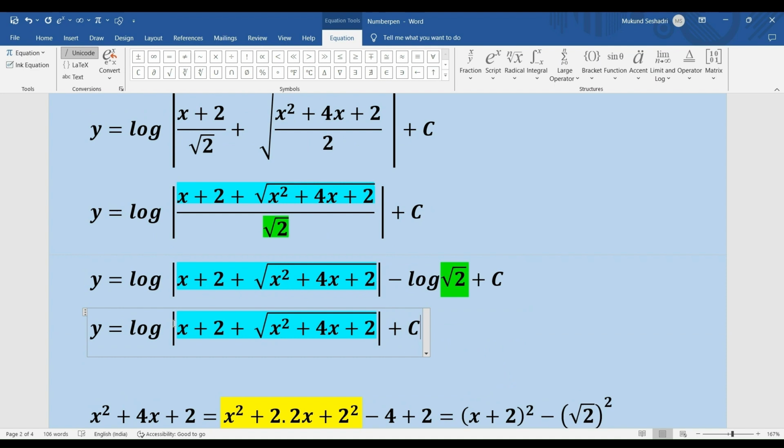So my answer to this problem is log of mod of x plus 2 plus the square root of x squared plus 4x plus 2, plus c, right? So let me highlight my final answer in pink.